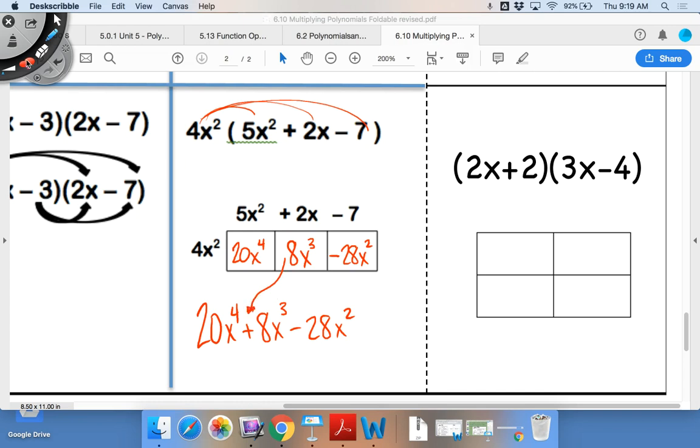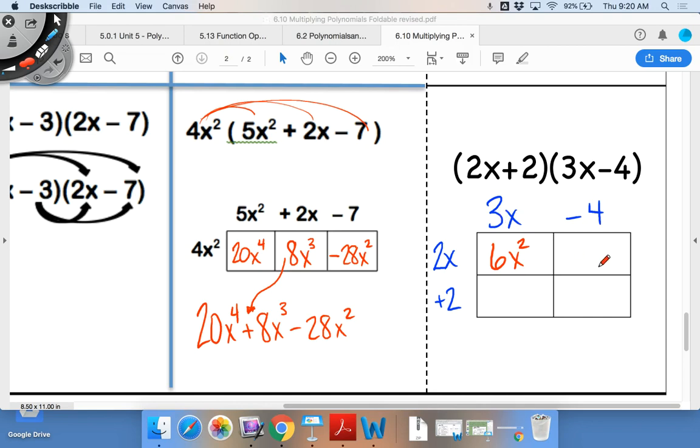So we'll do the box method with an actual binomial times binomial. I drew the boxes for us. Which way do you guys want to write them? Do you want to go down and then across? So 2x plus 2 down the side. And then 3x minus 4. So 3x times 2x is 6x squared.